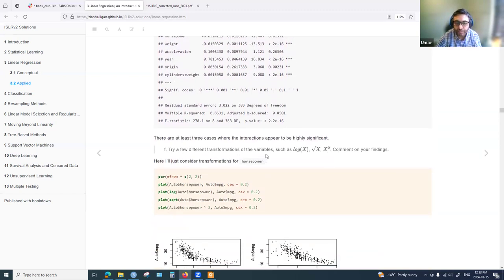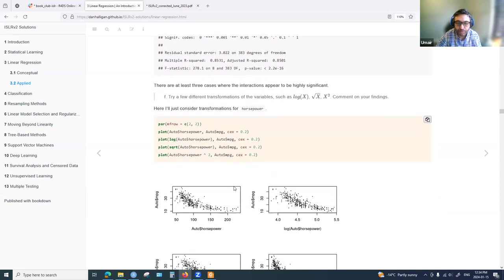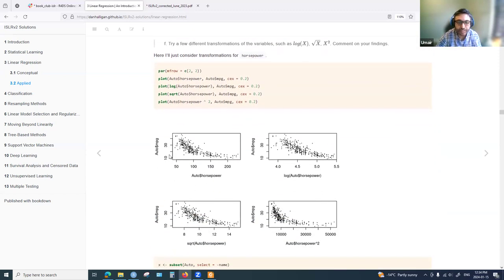Try a few different transformations of the variables, such as the log of the predictor and others. In this example, they showed in the plot what that looks like. This is the original horsepower variable on the x-axis and mileage on the y-axis. If we take the log of horsepower, then the relationship seems to be more linear compared to the original. Similarly, with square root, it also seems to be more linear compared to the original. With horsepower squared, it does seem to be quadratic because we squared the term.